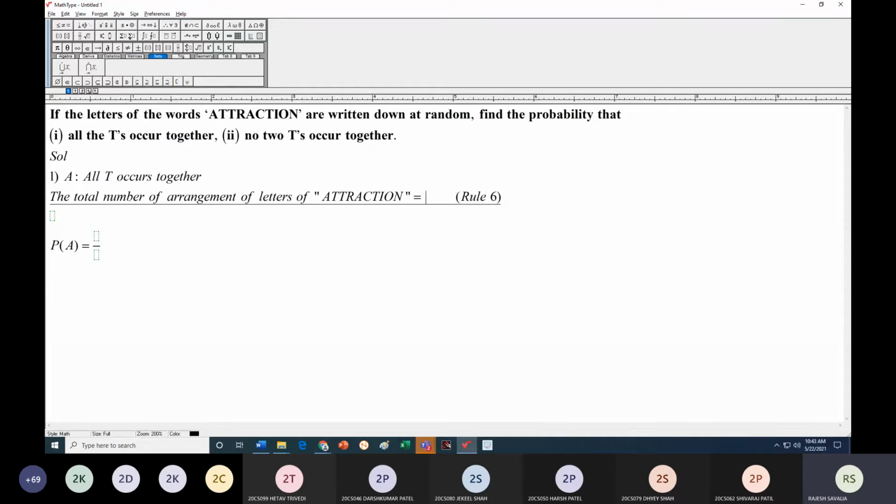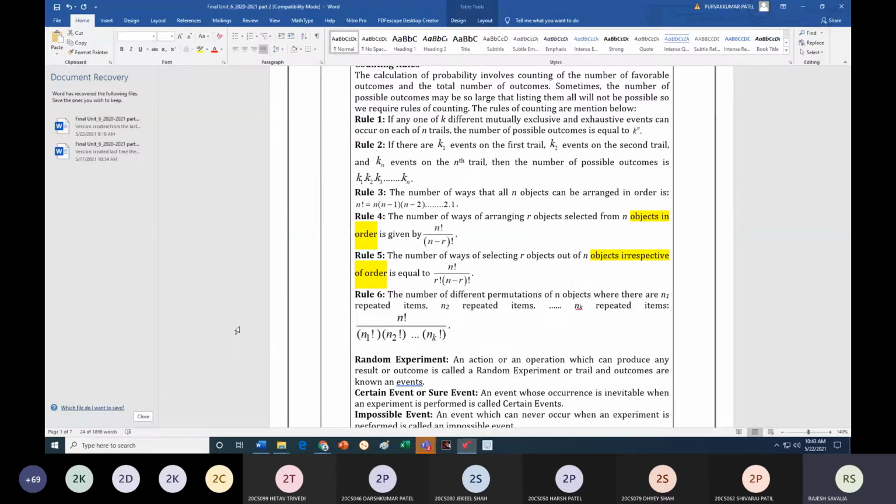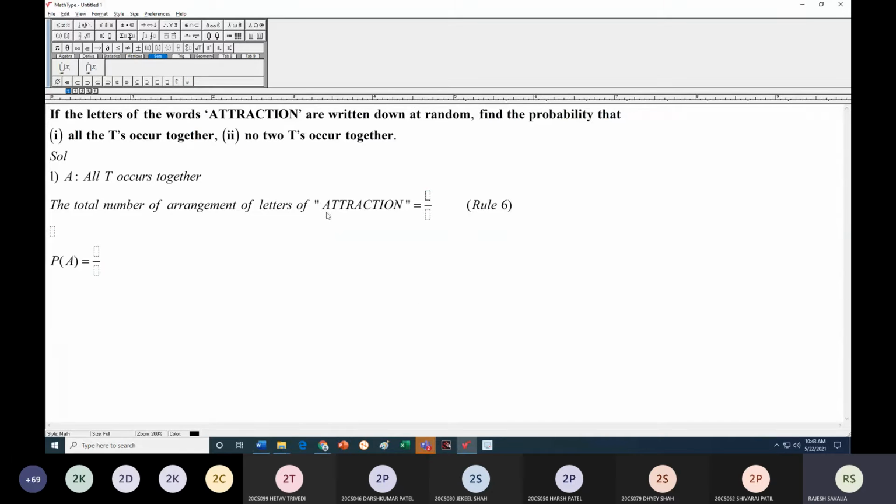So the numerator says n factorial, that means the number of objects. How many letters are there? Count the number of letters in the spelling: 1, 2, 3, 4, 5, 6, 7, 8, 9 and 10. So there are 10 letters. So the numerator is 10 factorial.